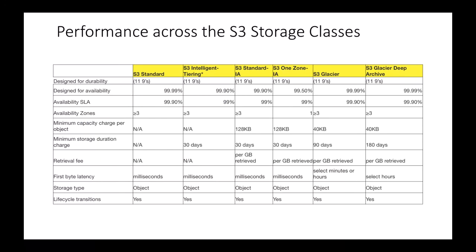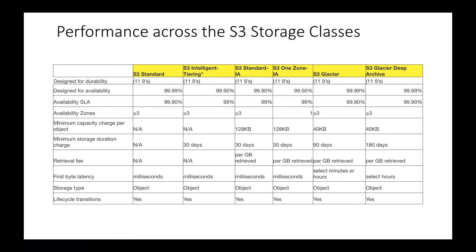Availability zones: your data gets stored in three or more AZs for Standard, Intelligent-Tiering and Infrequent Access, except S3 One Zone-Infrequent Access. Because it's one zone, it doesn't make sense to have multiple AZs, as the name implies. So the data will be available only in one zone.